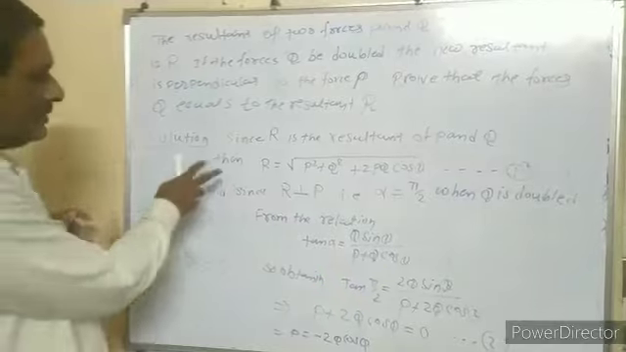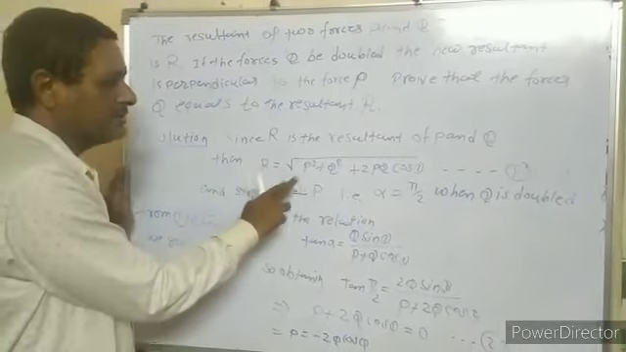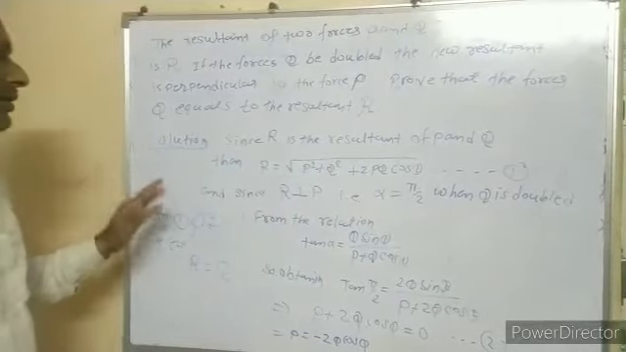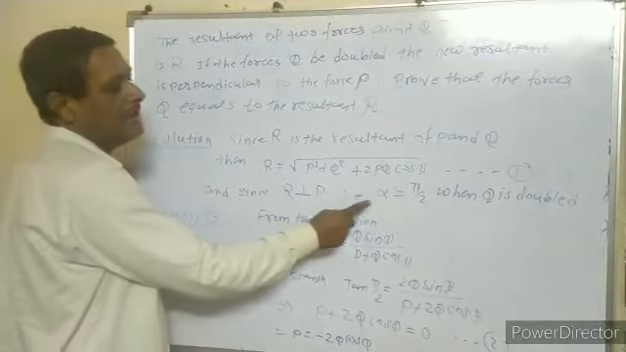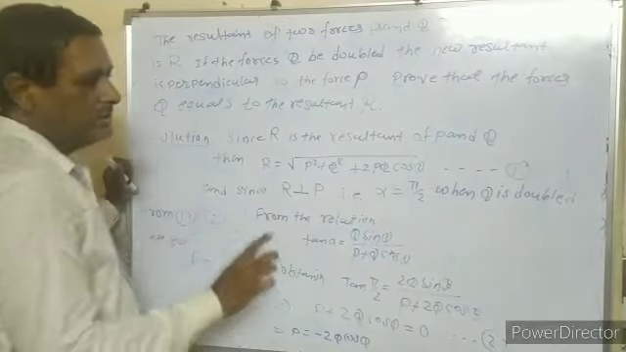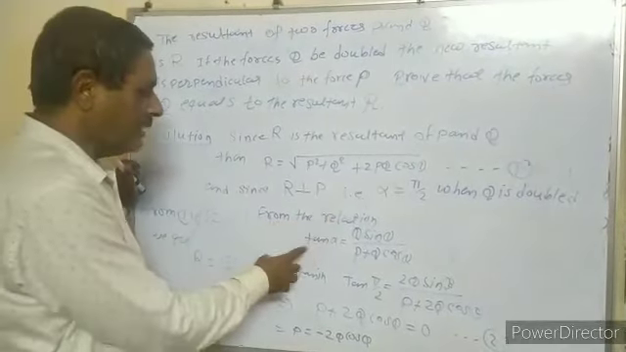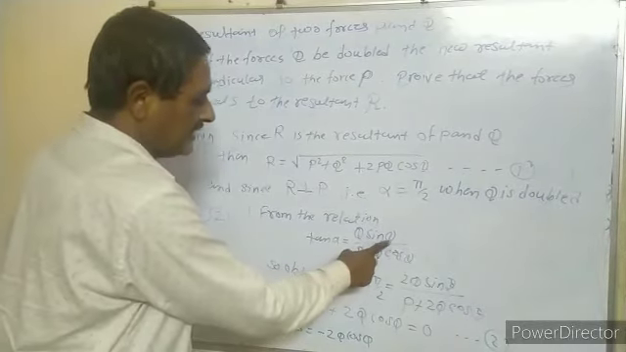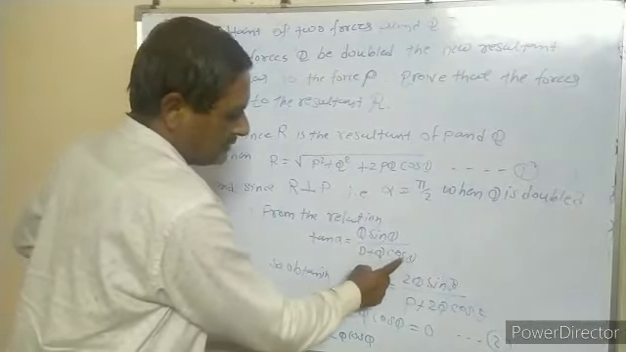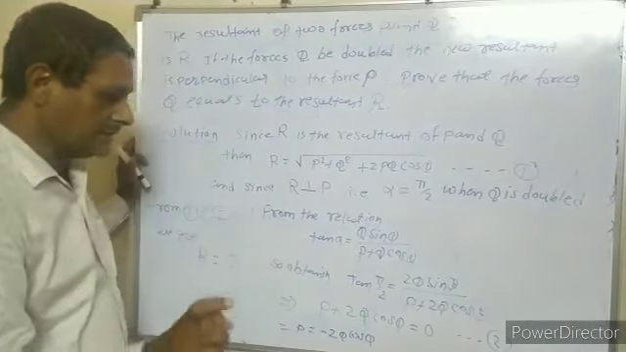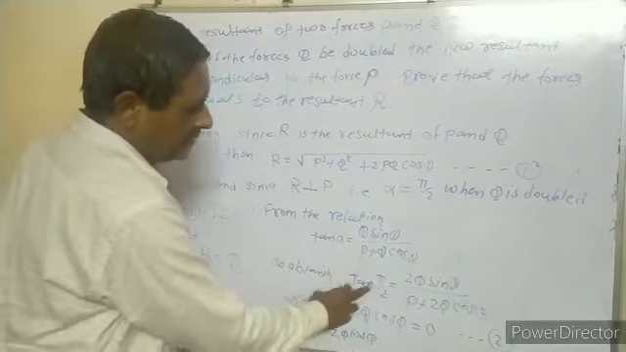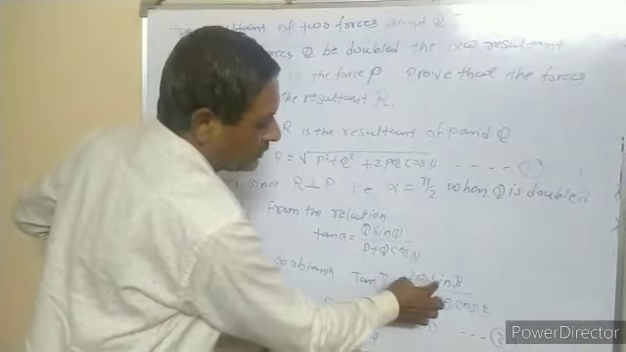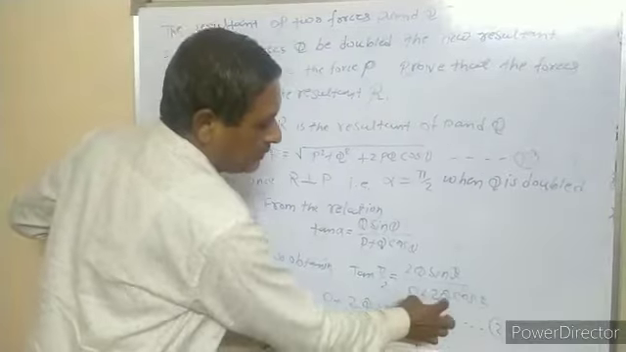We have the formula of the resultant, R squared is equal to P squared plus Q squared plus 2PQ cos theta. This is equation number 1. Now R is perpendicular to P, so the angle between them is pi by 2, and Q is doubled. We substitute in the formula tan alpha is equal to Q sin theta over P plus Q cos theta. Here we substitute tan of pi by 2, with Q doubled: 2Q sin theta over P plus 2Q cos theta.